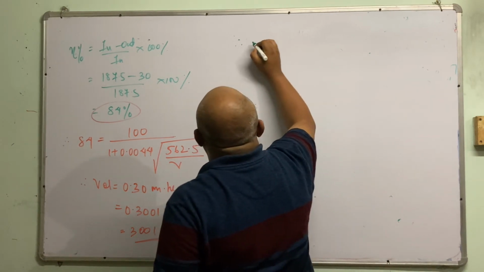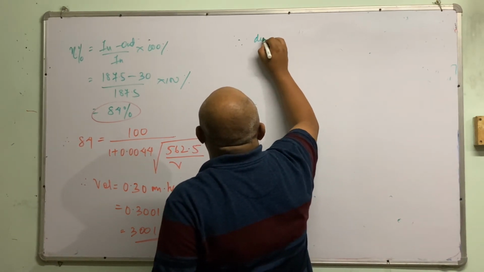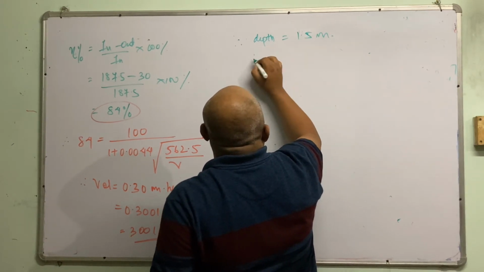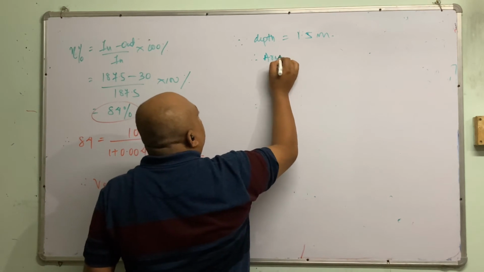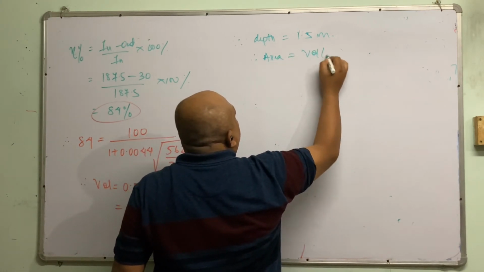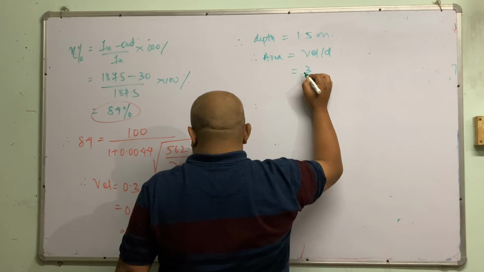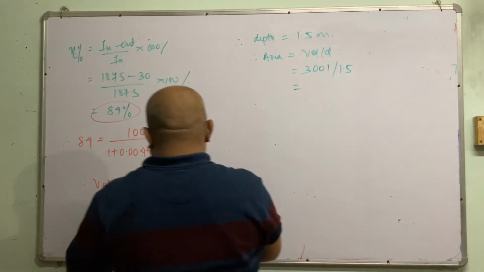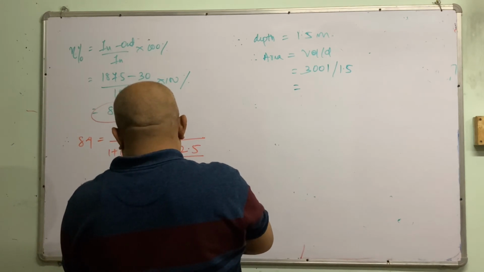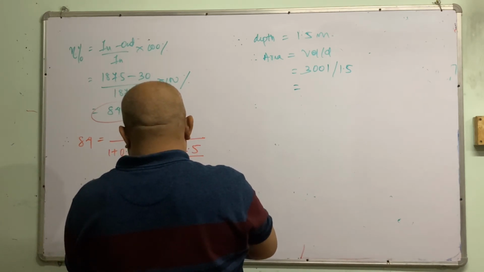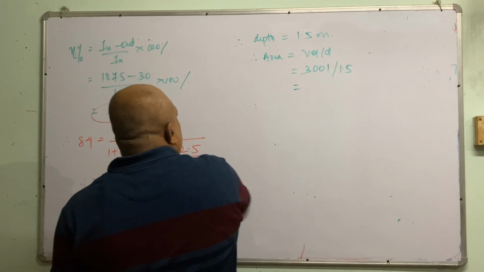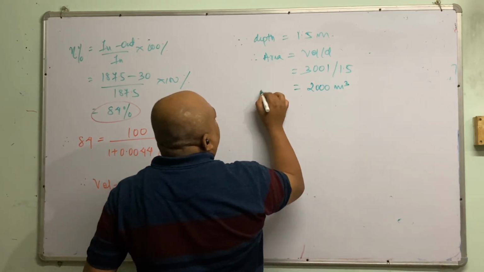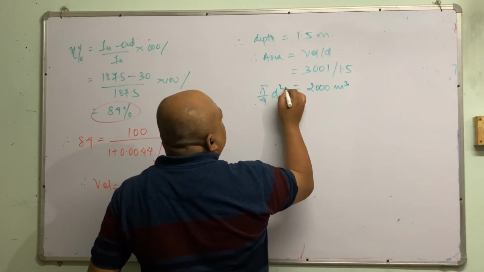Now, therefore, depth you can assume as 1.5 meter. Therefore, area is equal to volume by depth. That is 3001 divided by 1.5, that is 2000 meter square. And area is nothing but pi by 4 d square.